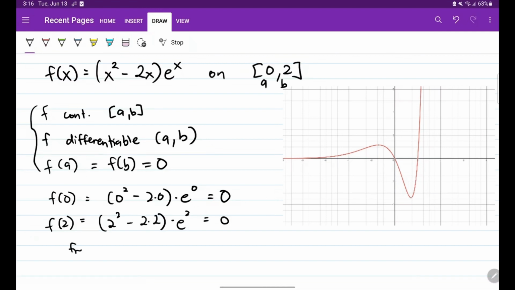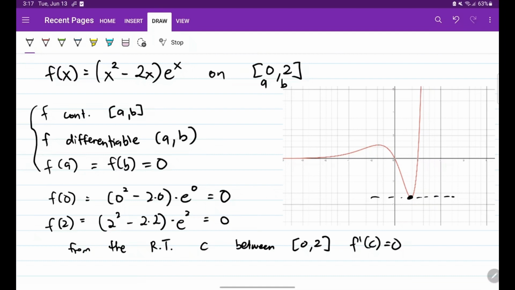So from Rolle's theorem, RT, we can find a c between 0 and 2 such that the point has a horizontal line slope, wherein f prime of c is equal to 0. We know that there is such a point, so we need to find out what that point is. How would we do that? We need f prime of c to be equal to 0.